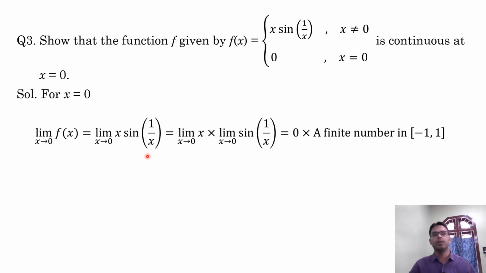We have seen in the limit chapter that if the limit of f(x) into g(x), the product of two functions, is taken, then the limit acts on both functions separately. I am using that theorem here: limit of x and limit of sin(1/x). The limit of x as x tends to 0 is 0, into, but you see, this is a little interesting.